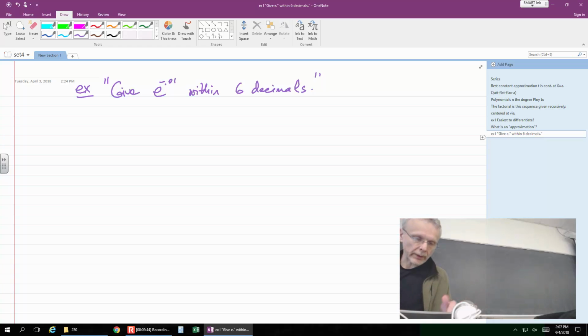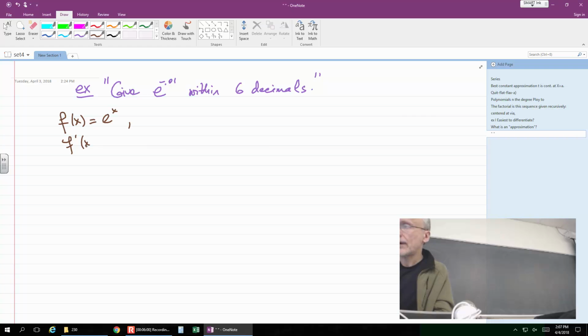So what we are looking at is, fortunately the function is simpler, so we don't have to do too much work. We are looking at f of x equal to e to the x, with all the derivatives, f prime of x and so on, they are all equal to e to the x. Okay, a is equal to 0, because f of 0 is known to be 1.